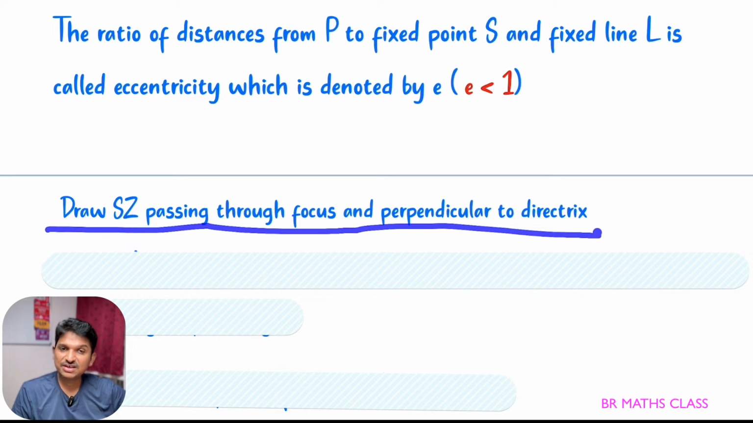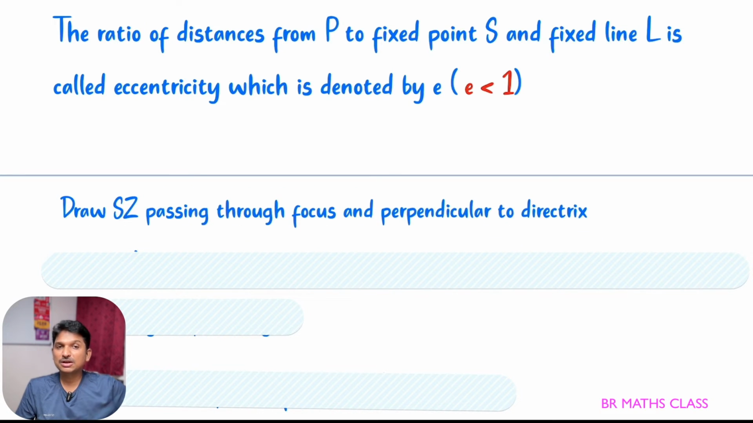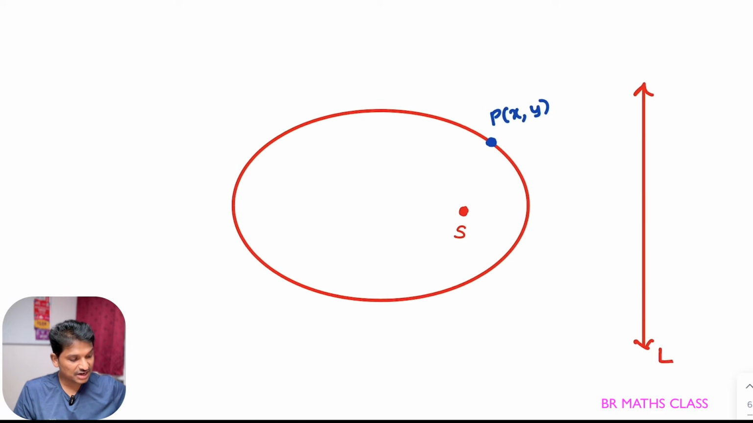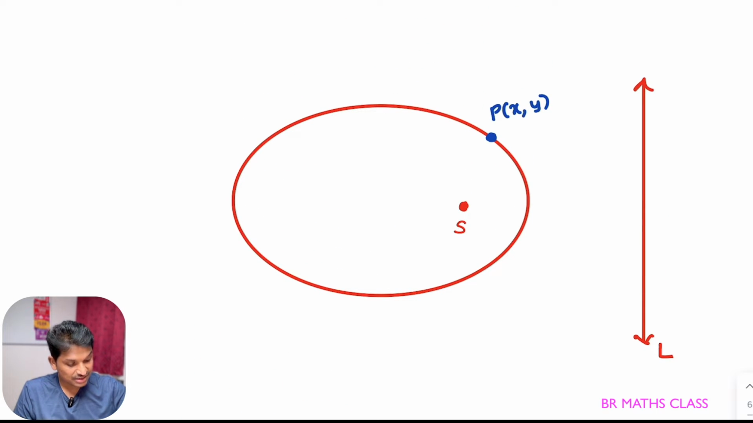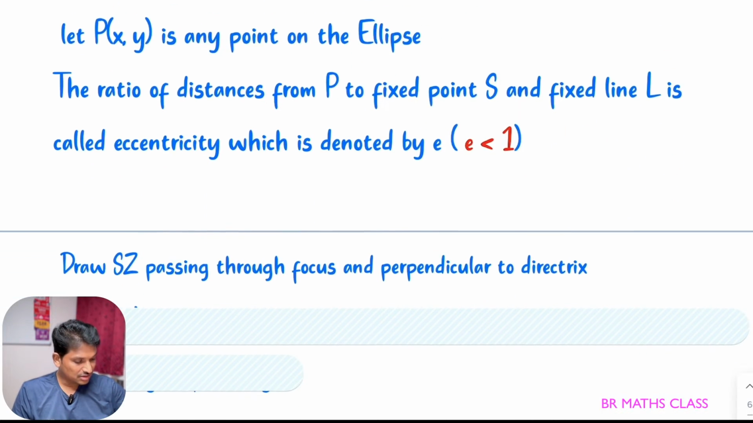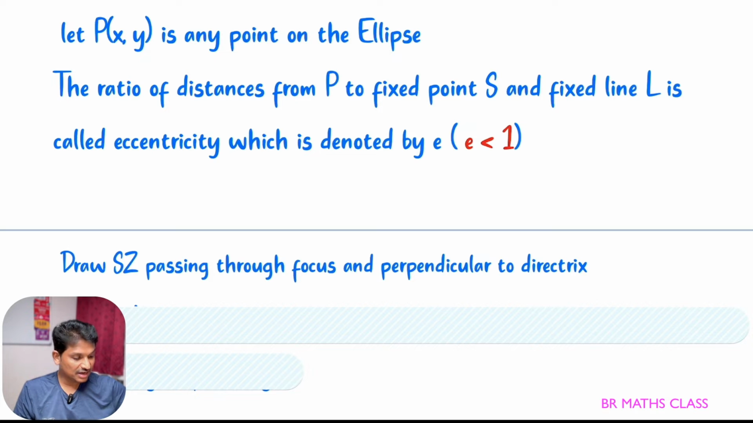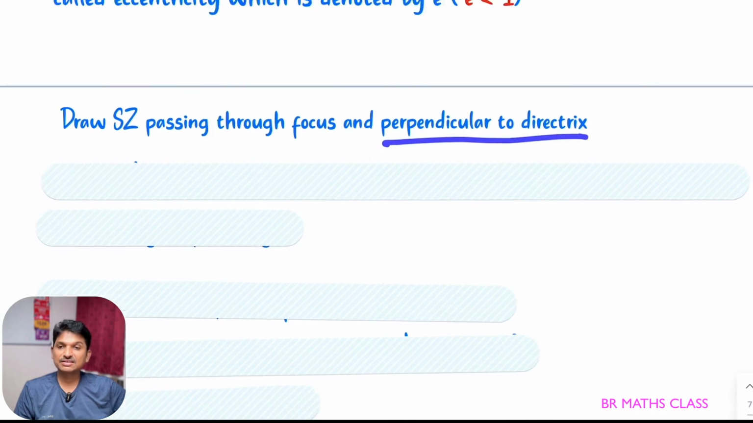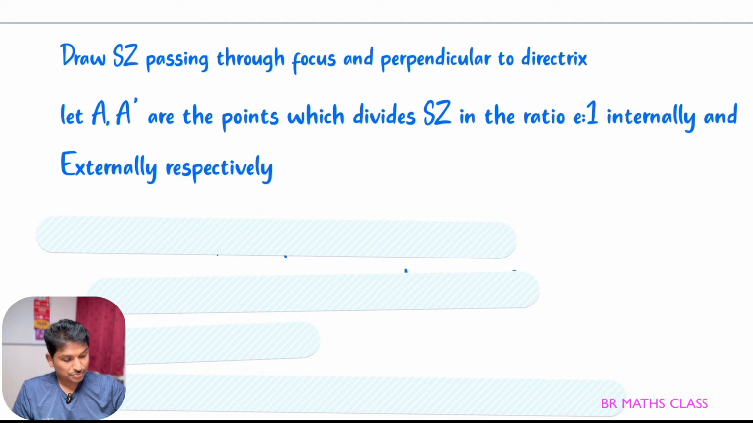Now, you draw SZ which is passing through focus and perpendicular to directrix. We will draw here. Observe this diagram. Now, I will draw SZ. You observe this point is there, no? I take it as Z. Draw SZ. You please observe this is SZ passing through focus and perpendicular to directrix. Next point. You observe this carefully.